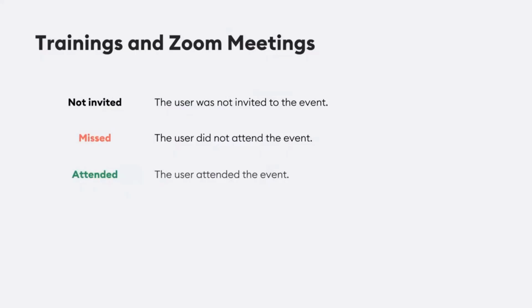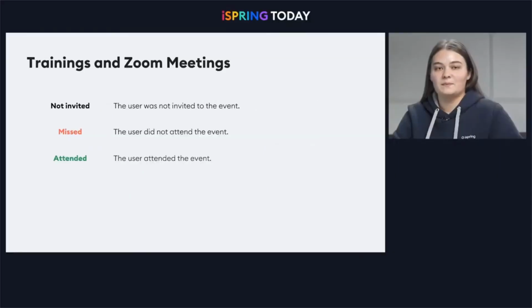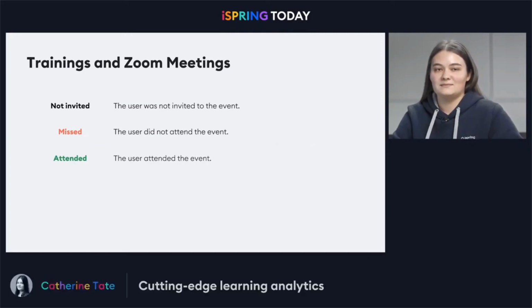For trainings and Zoom meetings, you can view the following statuses. Not invited, the user was not invited to the event. Missed, this user did not attend the event. And attended, the user attended the event.